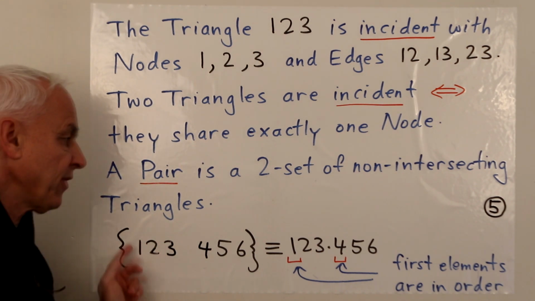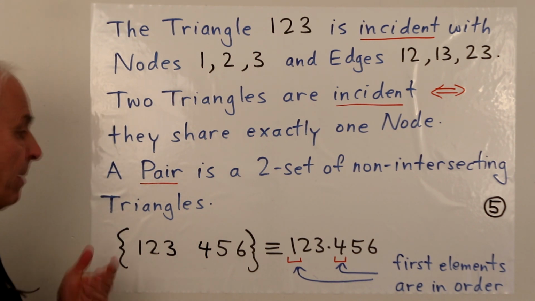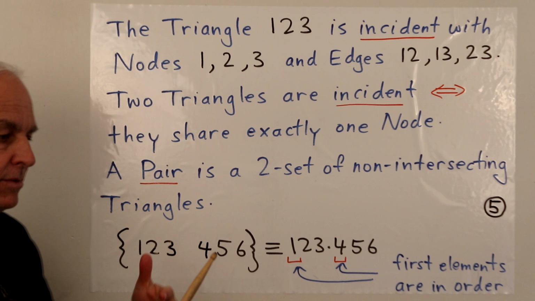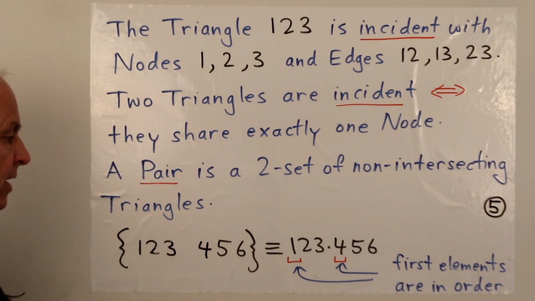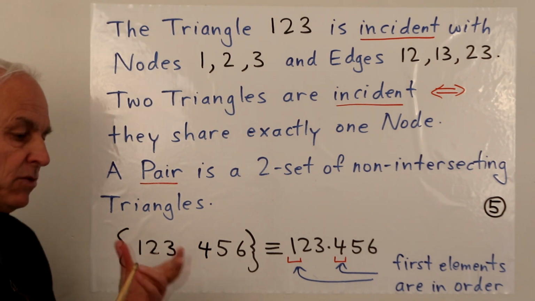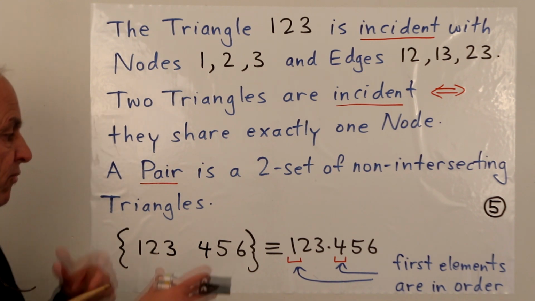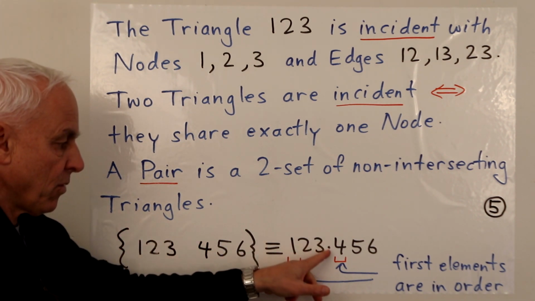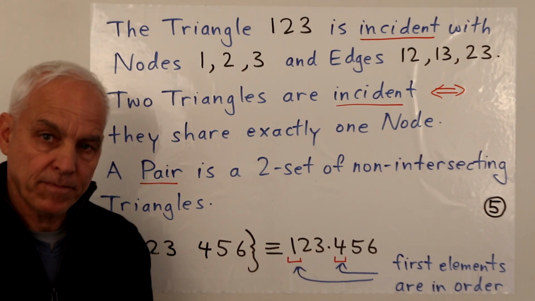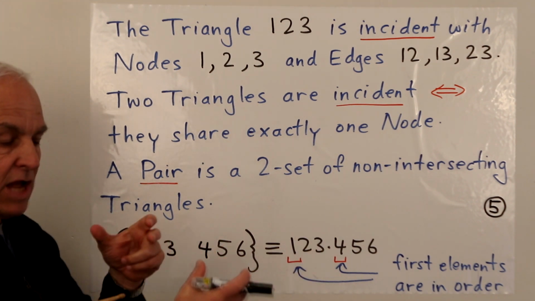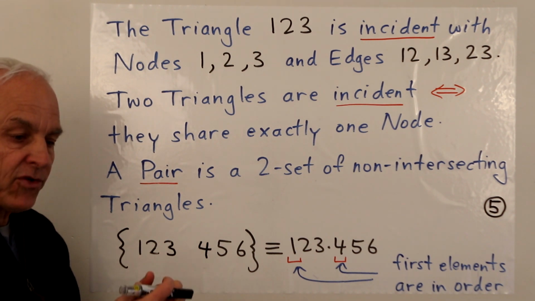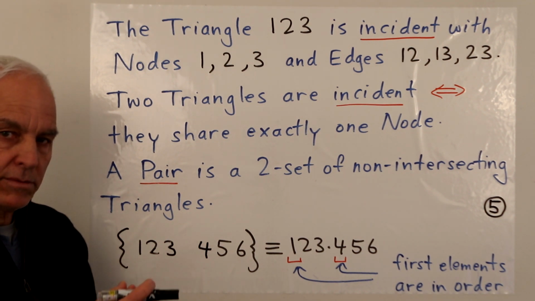And now, this is going to be quite an important object for us, a pair. So let's agree to have a short notation for it. We're going to do the same kind of thing that we did with meets. We're going to arrange the two triangles together with a dot separating them. But the triangle that's going to come first is the triangle that has the smallest node.